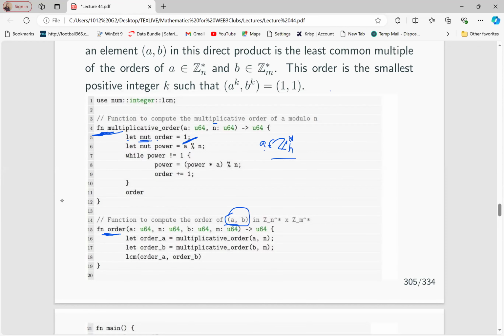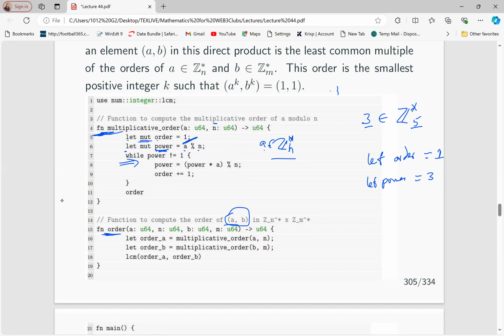So for instance, I want to get the order of 3 in Z star 5. The first thing I will do is say let the order be 1, and that one will be changing. Then I also have the power. Let the power be A on division by N, the remainder. So 3 divided by 5, the remainder of that is 3. That's all you write. Then there's a loop.